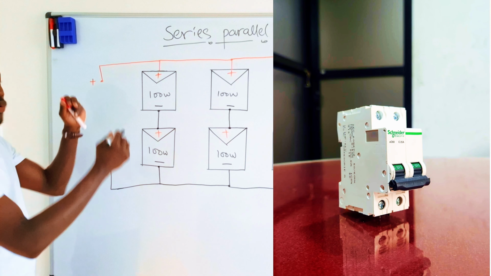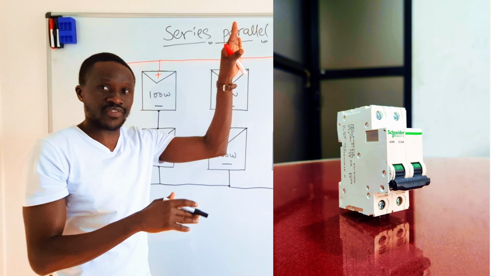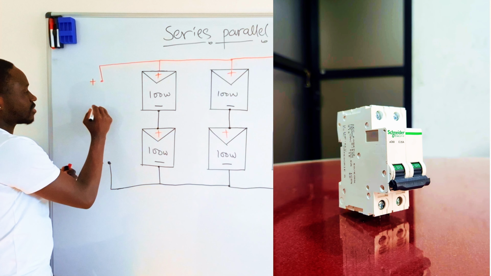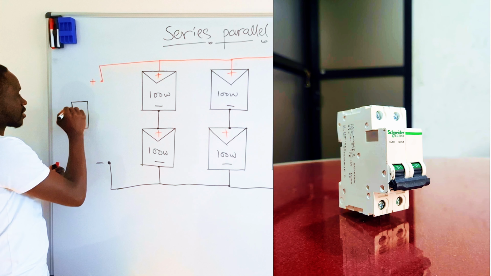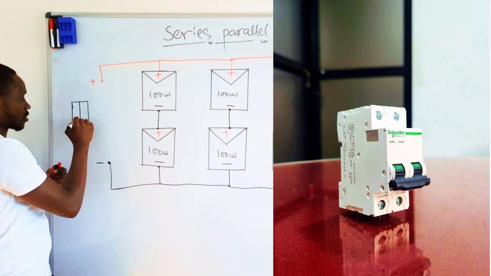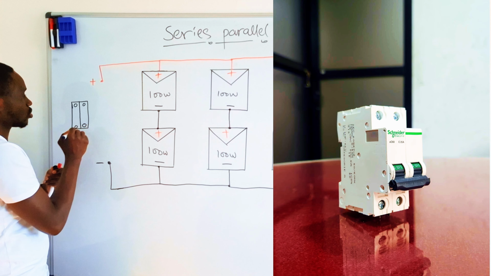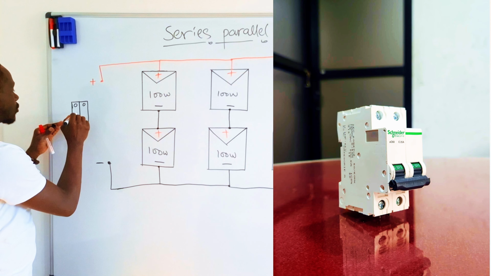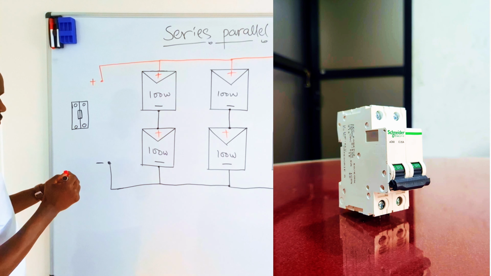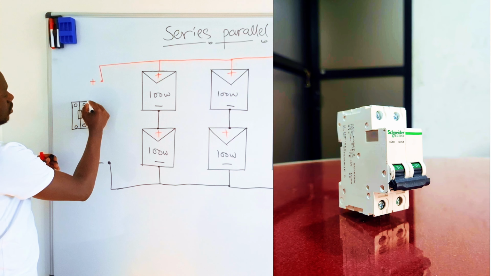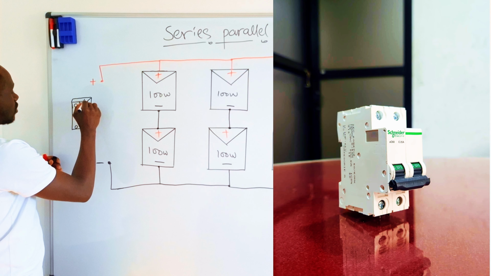From our panels, now we are entering the house. We have entered the house. We are now out from the roof. We are in the house. Now, this is our circuit breaker. Circuit breaker will be having one way with a switch in the middle. Okay? Let me make it a bit understandable.